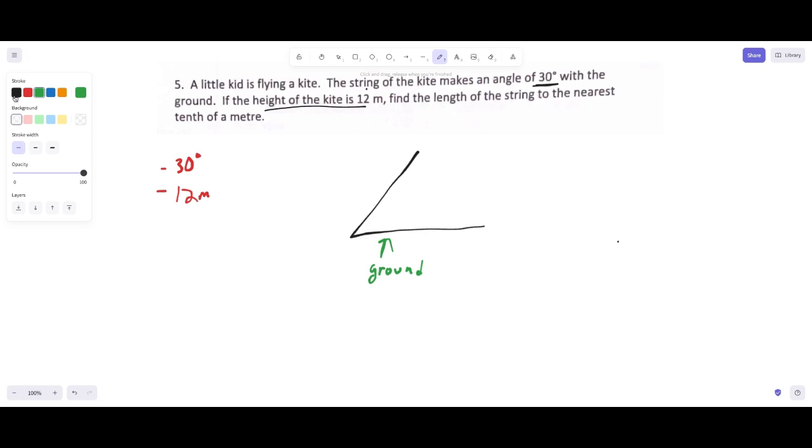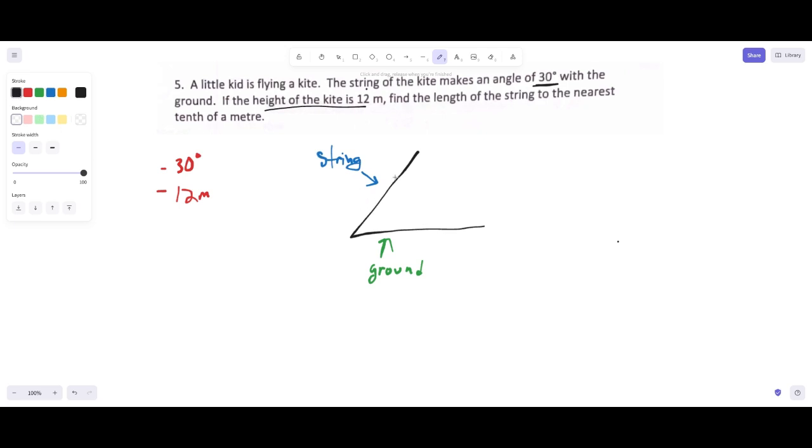Now, what meets with the ground? Well, if we read the wording of this question, the string of a kite makes an angle of 30 degrees with the ground. So therefore, this bit over here has to be the string of the kite. That is really hard to see. Let me just write that again. So that's your string.